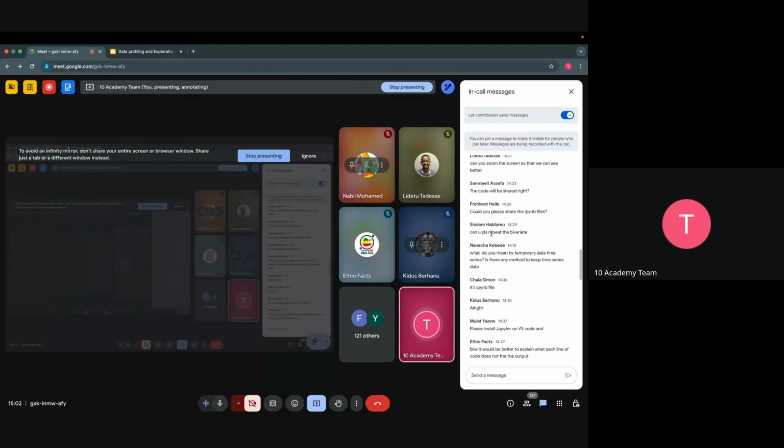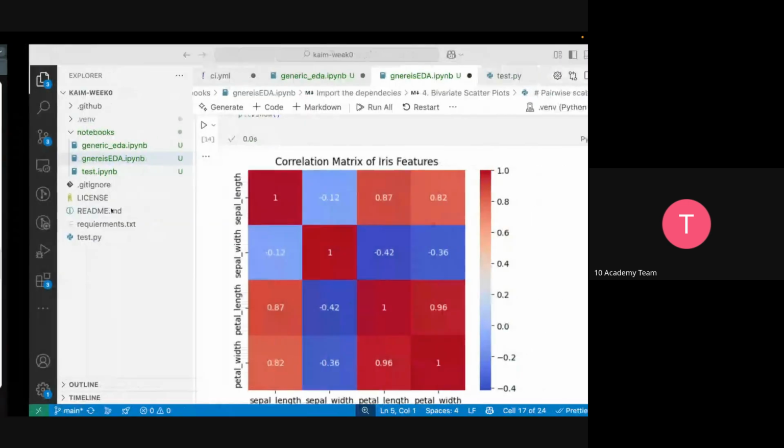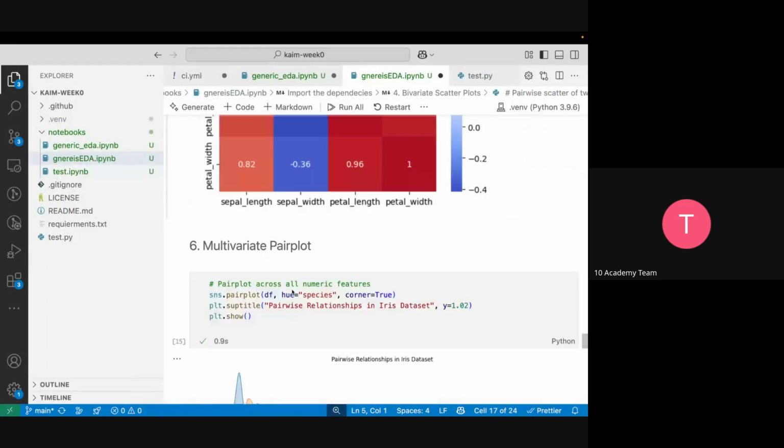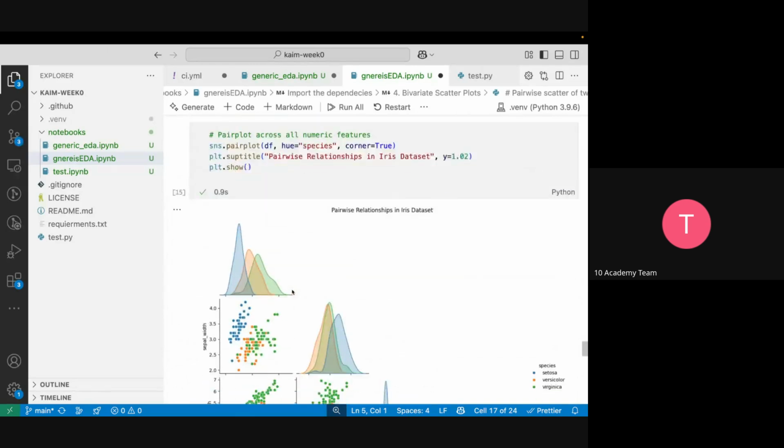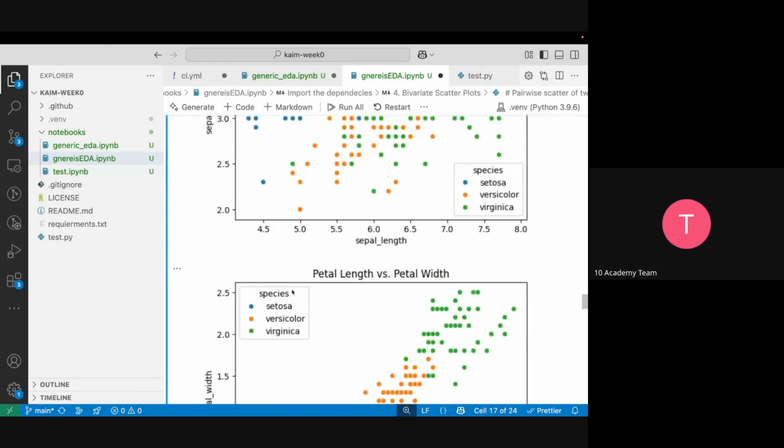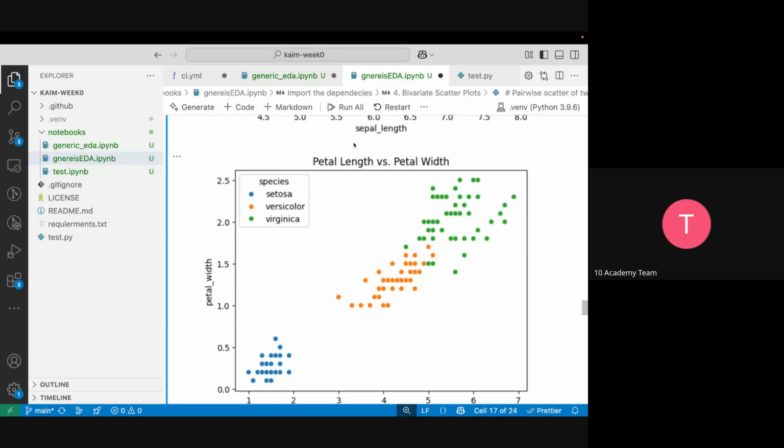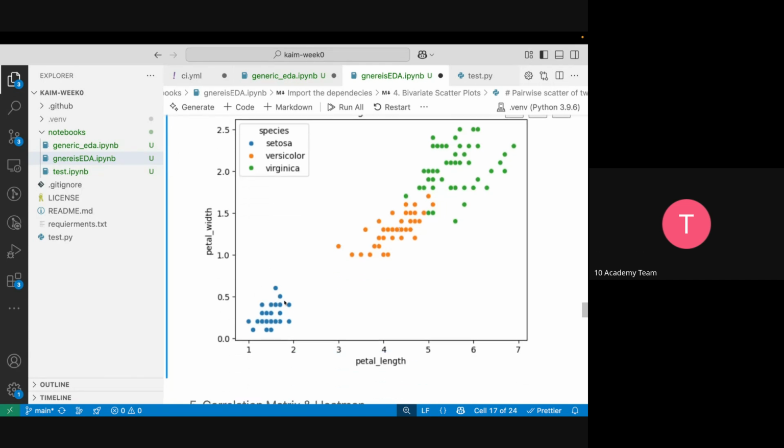Univariate, bivariate, and multivariate analysis is just for analyzing one, two, or many variables. So bivariate is just to analyze two variables. Here you can see that we are trying to analyze petal lengths and petal widths, so here it's called bivariate.